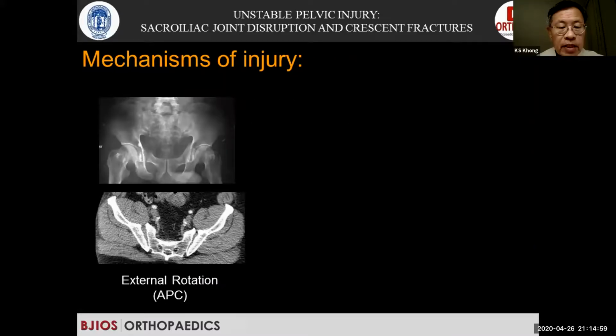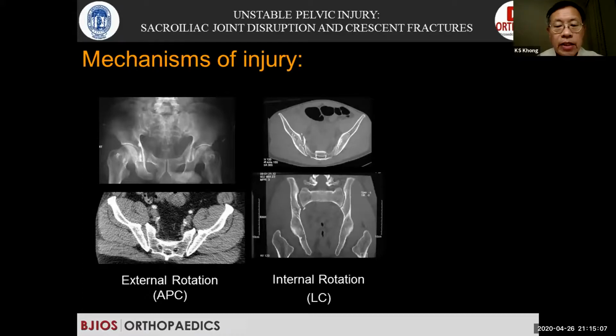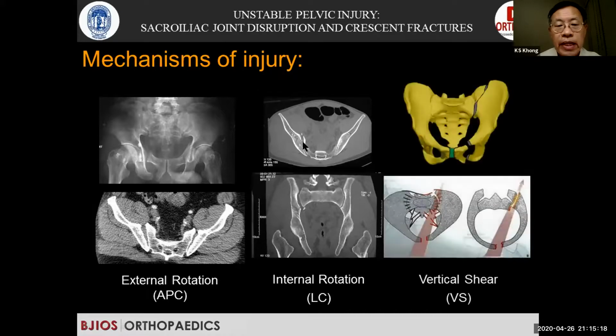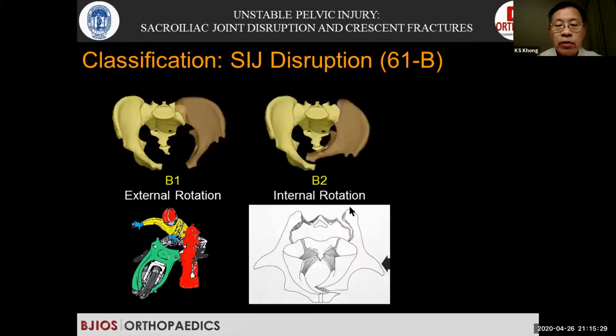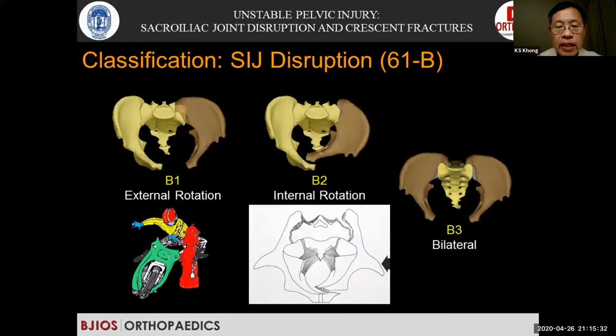The injuries are external rotation. I think that usually results in sacroiliac disruption. Internal rotation is said to cause the crescent fracture, and you can just about see the fracture beginning to fracture across in this early film, just where the joint is on the ilium and not on the sacrum. And finally, vertical shear fractures also cause crescent fractures. The classification is external rotation, internal rotation, and bilateral. And these cause the sacroiliac joint disruptions in the B-type AO-OTA classification.